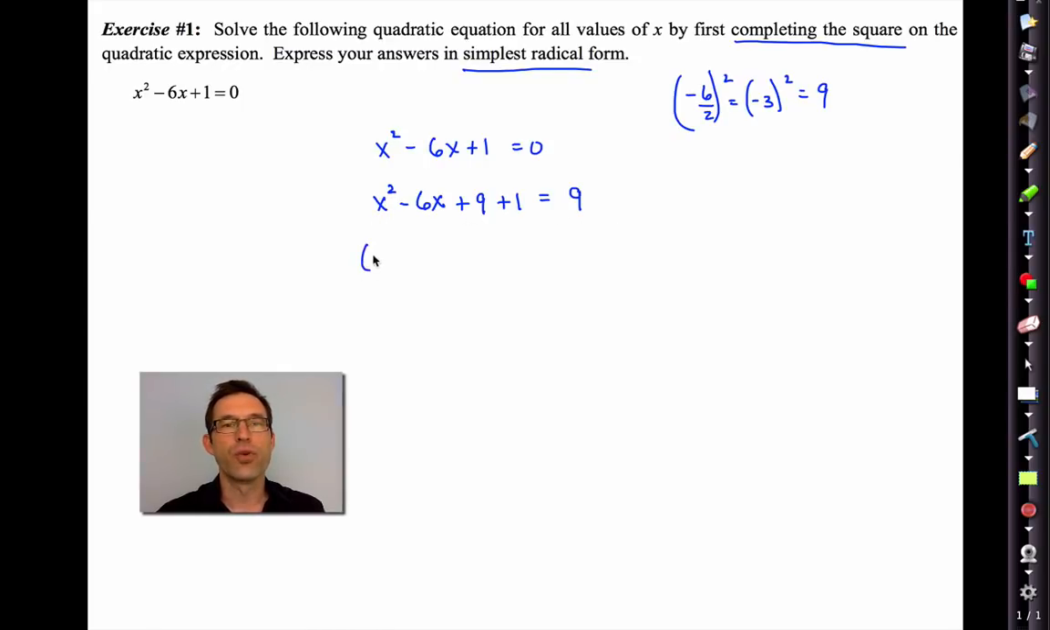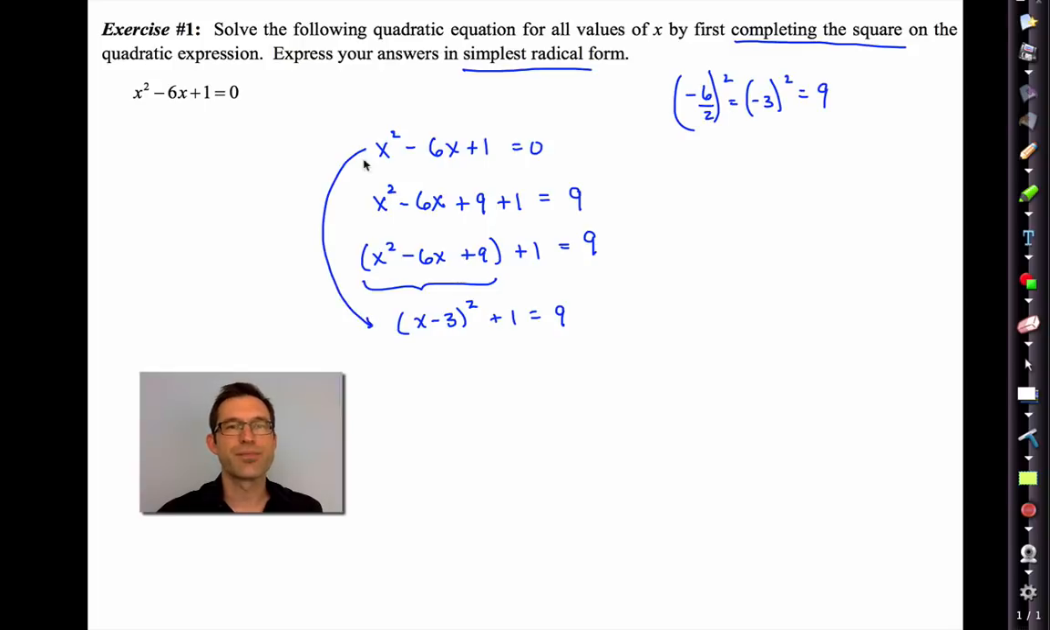I'm then going to group these first 3 terms together and leave the 1 out. It is the loneliest number. I can now factor this because it is a perfect square as x minus 3 squared plus 1 equals 9. Now I want to emphasize that these two equations are equivalent. All right, they're the same equation. But they're written in very different forms.